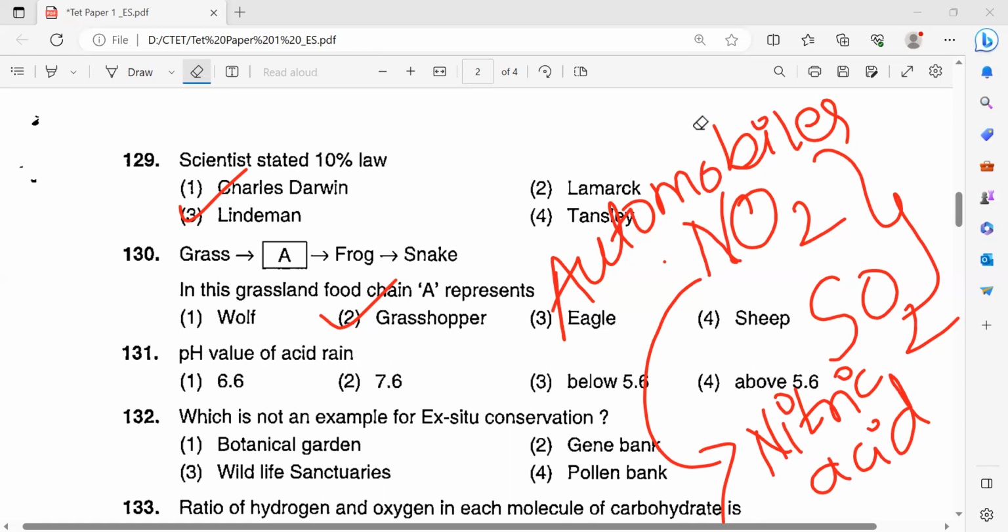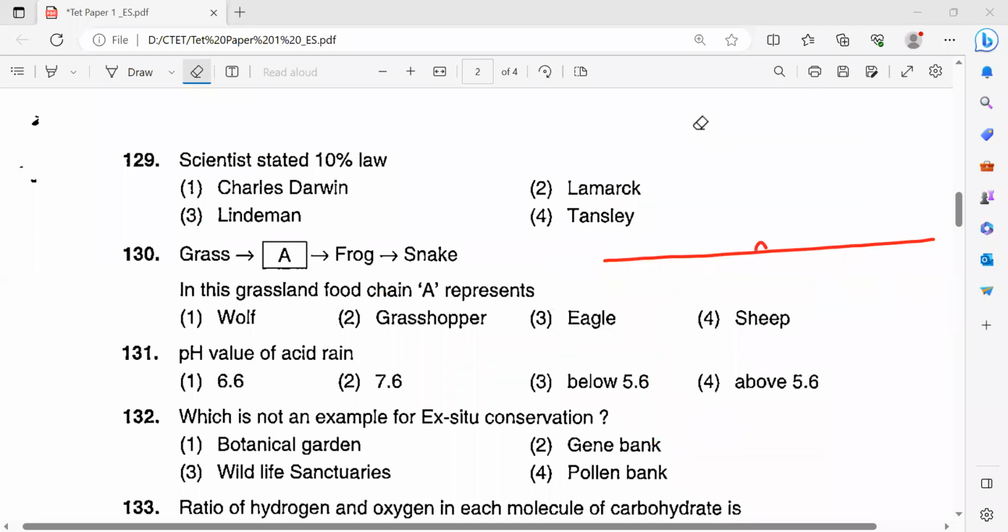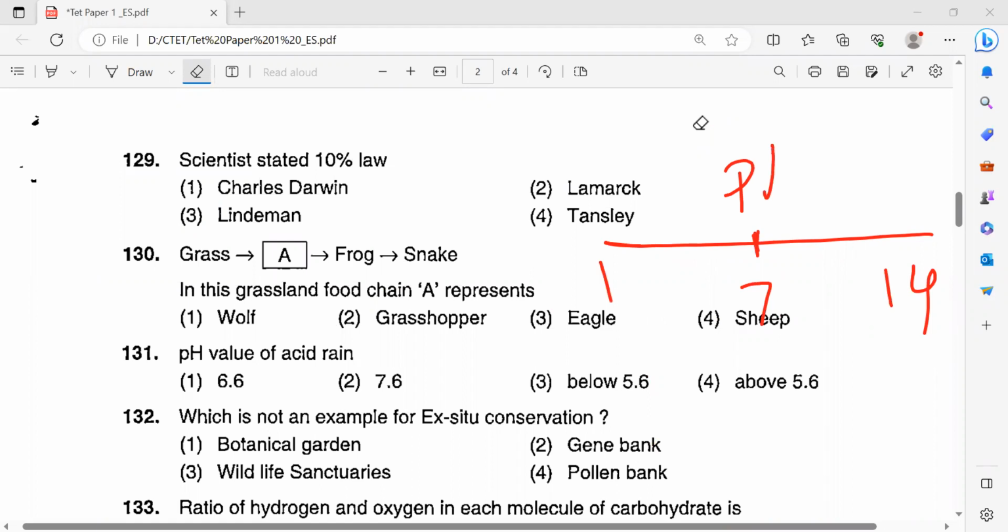When we study the pH scale, it is from 1 to 14, and the middle one is 7. If the pH is below 7, it is called acid. If the pH is above 7, it is considered a base.